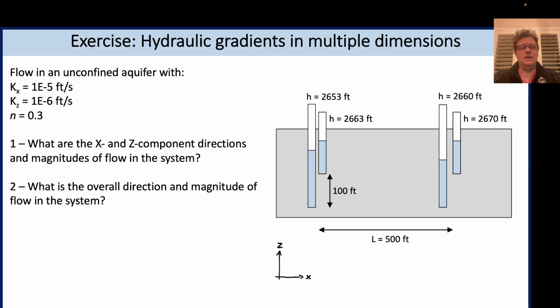First, what are the x and z directed component fluxes and magnitudes? So if we have flow moving both in the x and the z dimension, let's analyze those individually. And then part 2, let's look at the overall direction and magnitude of flow. In other words, rather than separately considering the components, let's put those 2 together.